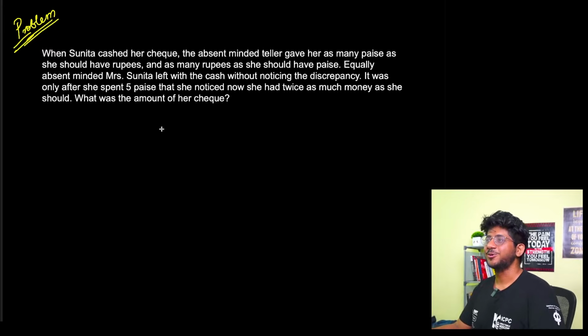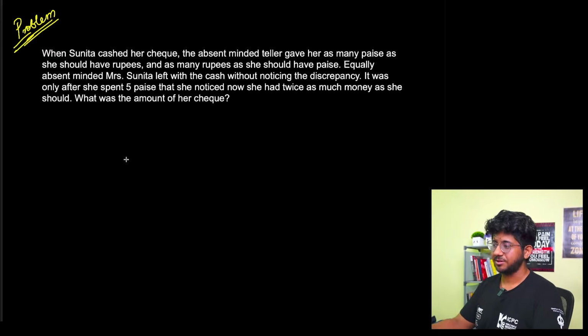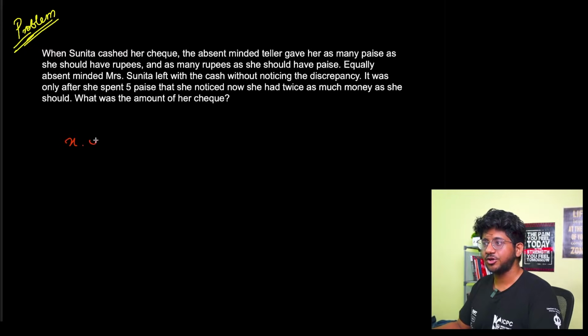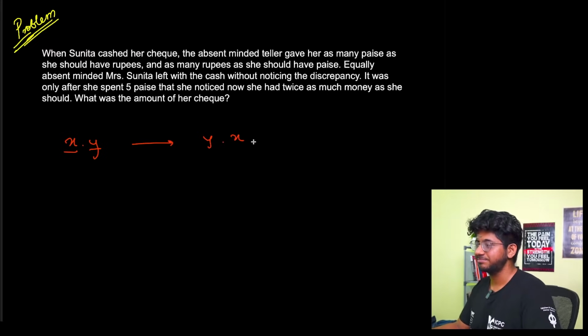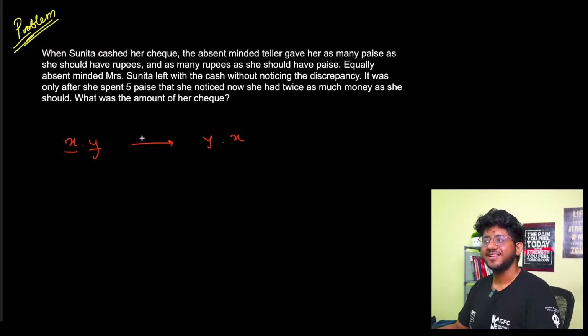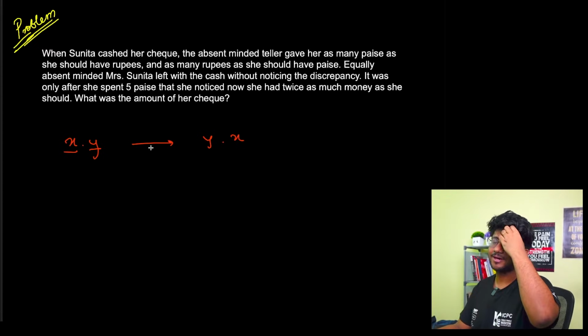Okay. So let's say Sunita goes to a bank and she wants to cash a check, right? The absent-minded teller gave her as many paise as she should have been given as rupees, and as many rupees as she should have paise, right? If there is an amount x dot y, x rupees and y paise, the teller gave her y rupees and x paise, which is very weird, right? Actually, it becomes very significant if it's not two-digit numbers maybe, but yeah, that's something that happened with her, right?